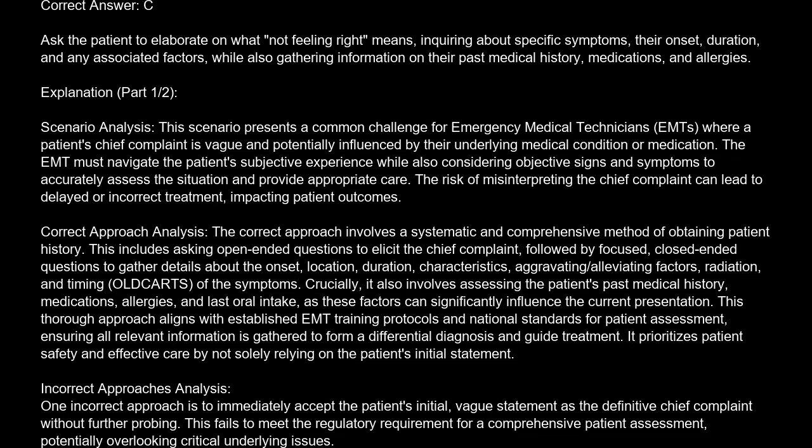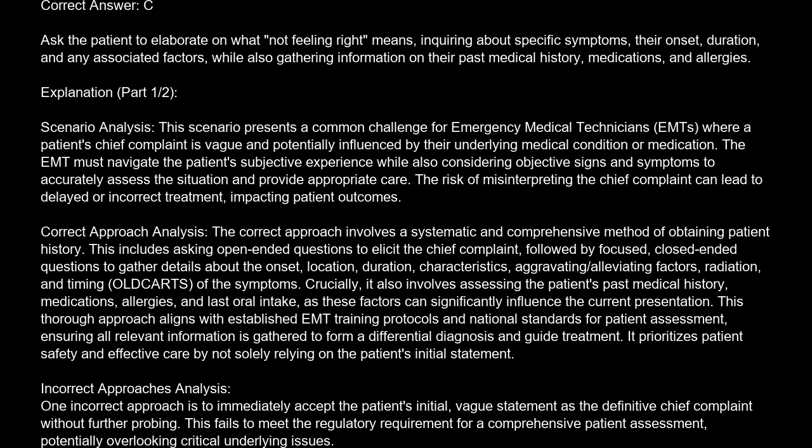The correct answer is C. Ask the patient to elaborate on what not feeling right means, inquiring about specific symptoms, their onset, duration, and any associated factors, while also gathering information on their past medical history, medications, and allergies.